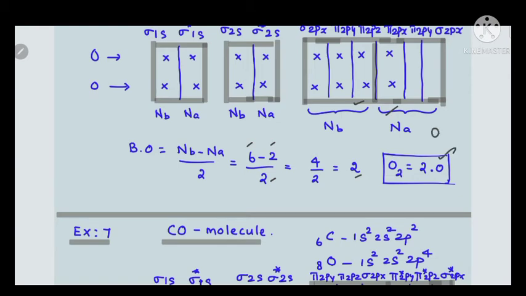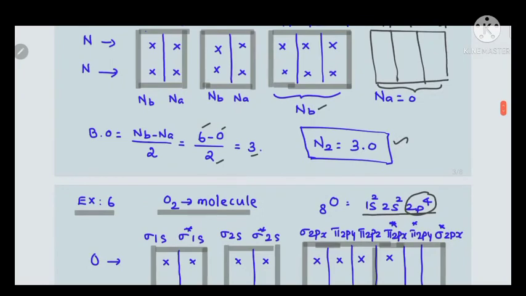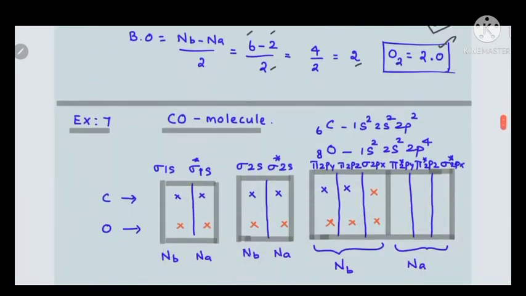Which means in oxygen there is a double bond between the 2 oxygen atoms. Likewise, in the nitrogen molecule the bond order is 3, which means that between the 2 nitrogen atoms there is a triple bond, because the bond order is equal to the number of bonds, as you know very well.